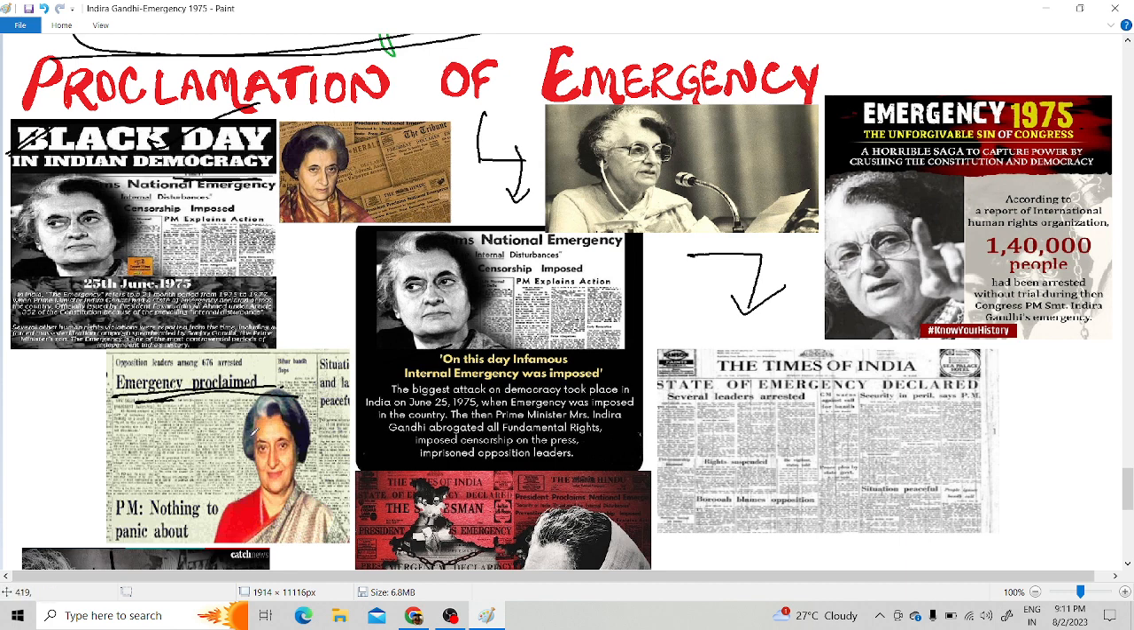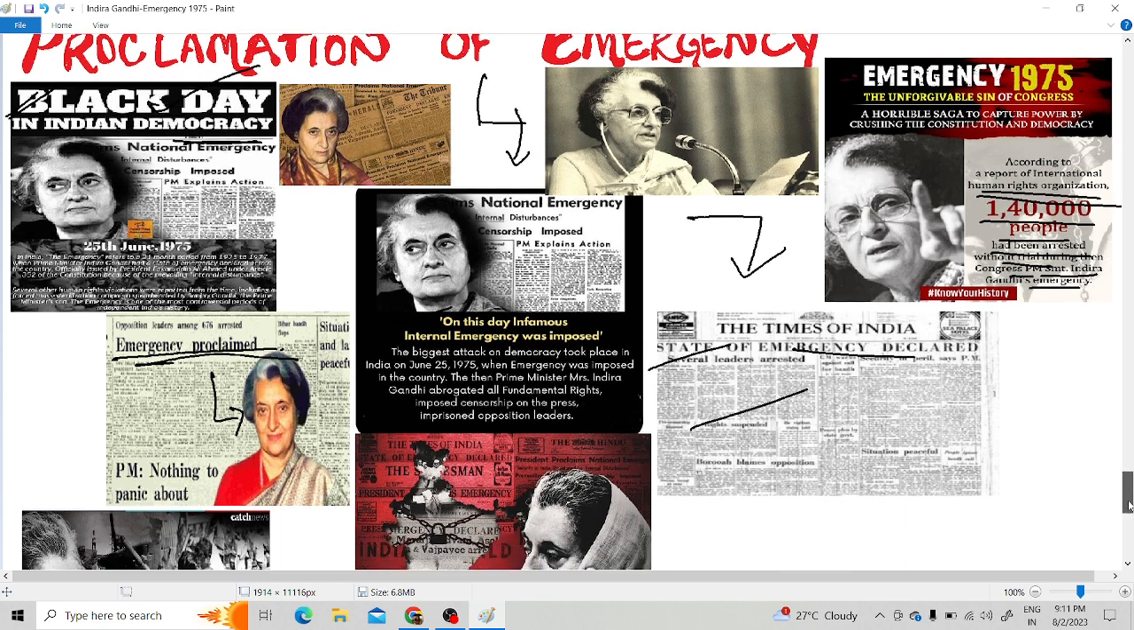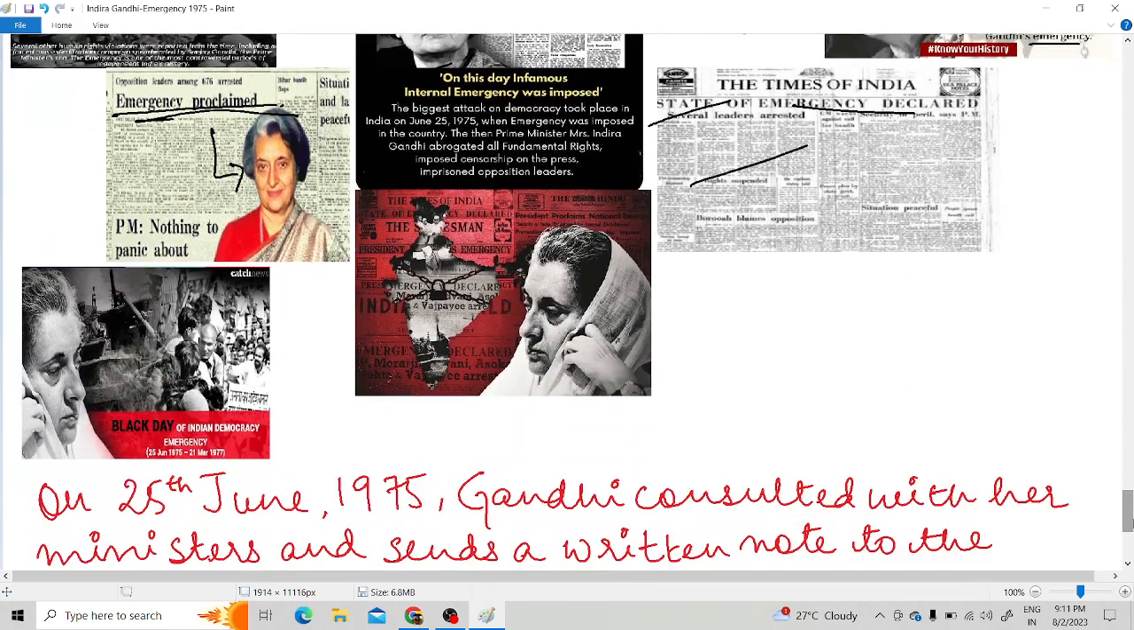Emergency was proclaimed by our ex-Prime Minister, Srimati Indira Gandhi. According to a report of an International Human Rights Organization, 1,40,000 people had been arrested without trial. Then Congress PM Srimati Indira Gandhi's emergency. State of emergency was declared. Several leaders were arrested, riots were suspended, and so many incidents took place. The situation was not peaceful at all.